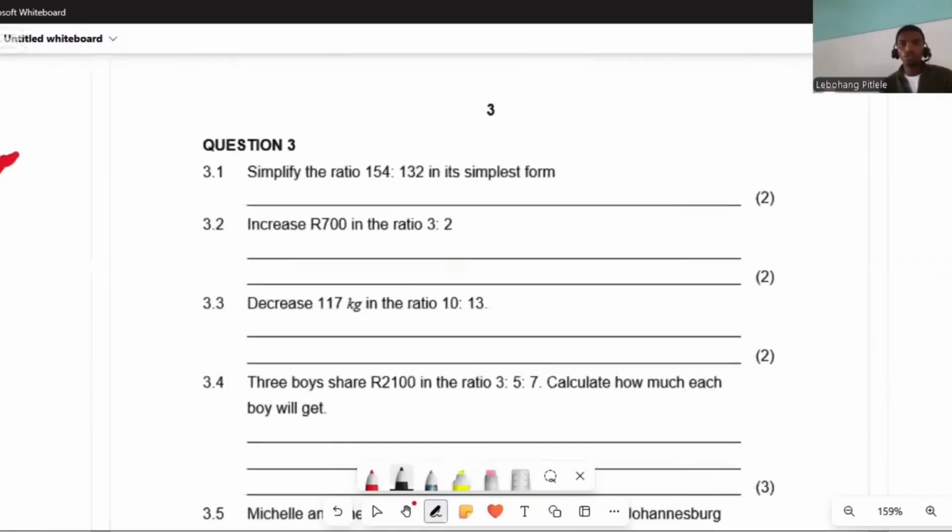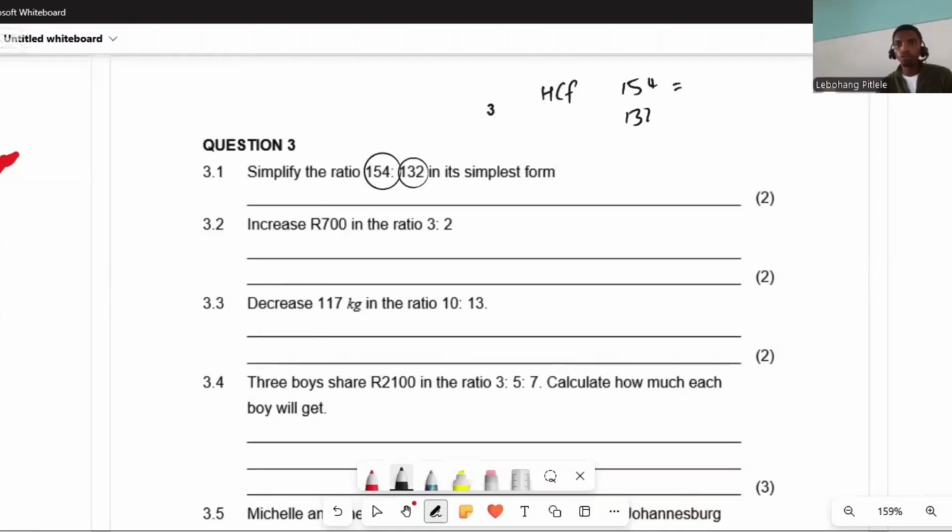Question 3, they're saying we should simplify 154 and 132 in its simplest form. This is a ratio, right? Now for a ratio, I'm going to look for what? The highest common factor between 154 and 132.